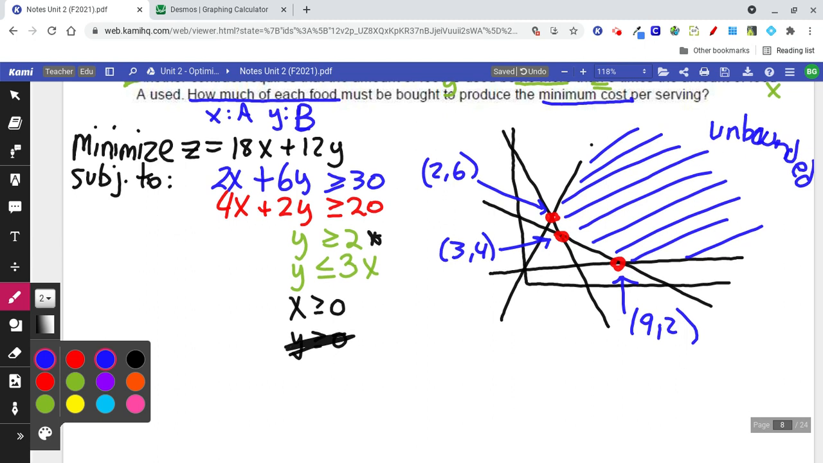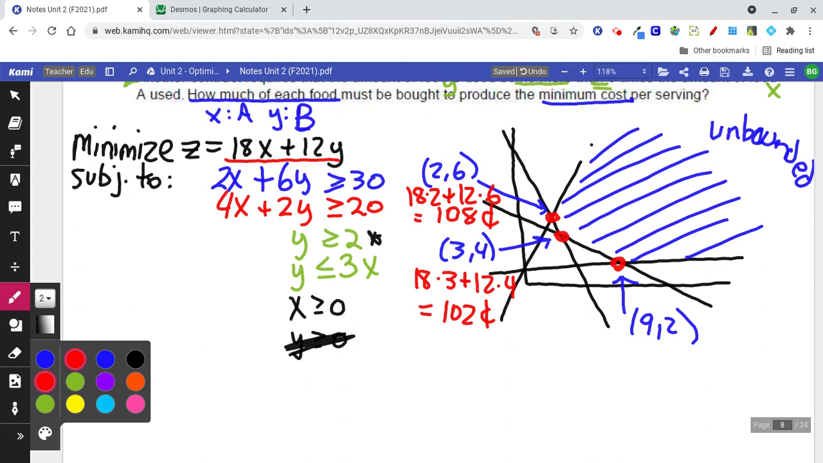And now let's plug into our objective function. Here's the objective function. Remember, that's 18 cents and 12 cents. So we've got 18 times 2 plus 12 times 6. Calculate that, you get 108. It's 108 cents. Then 3 and 4: 18 times 3 plus 12 times 4. It's 102. 102 cents.